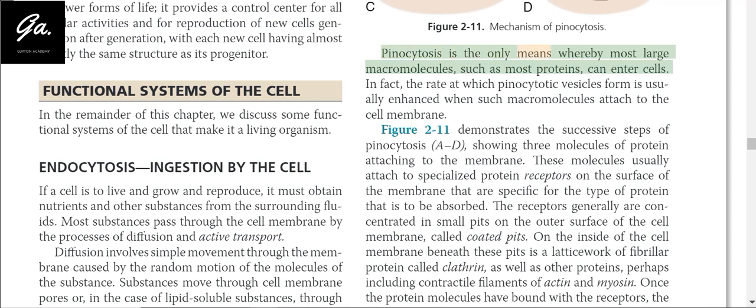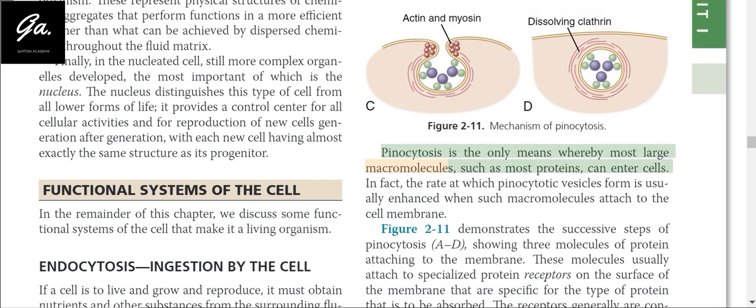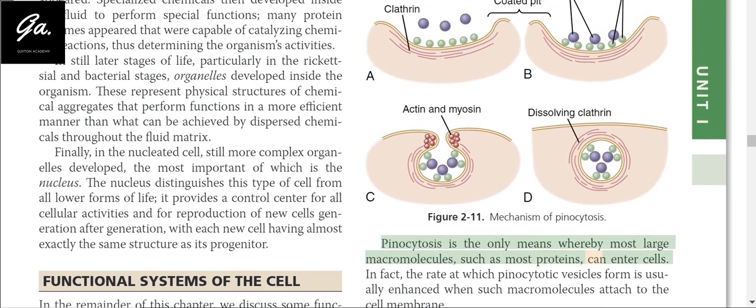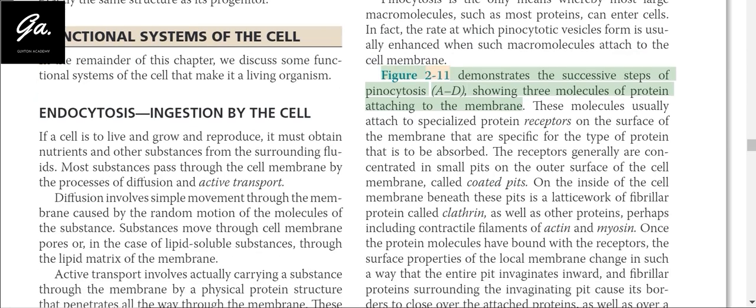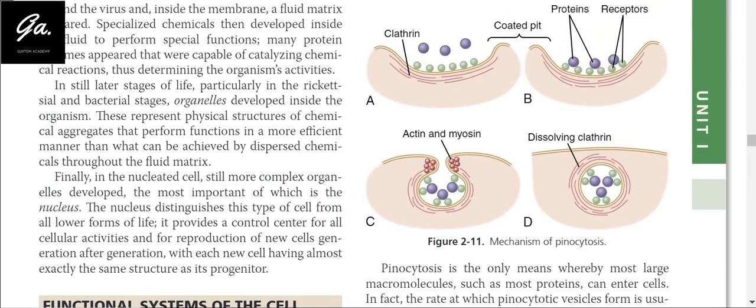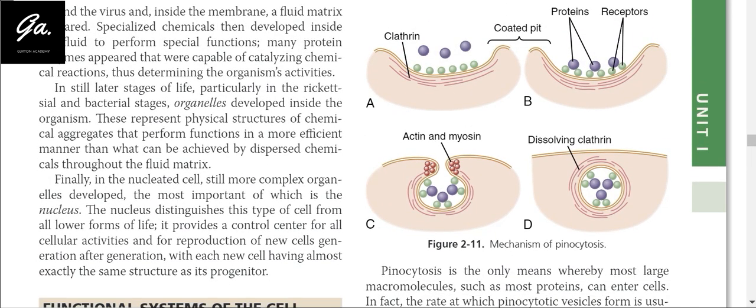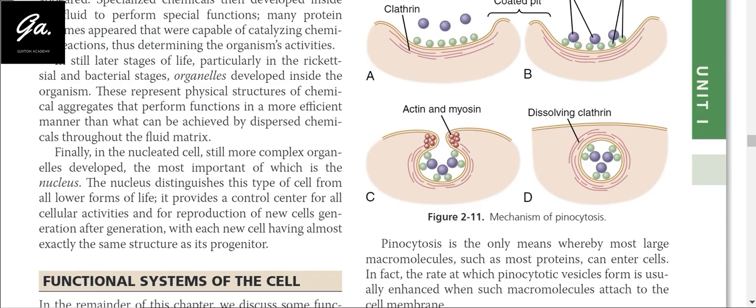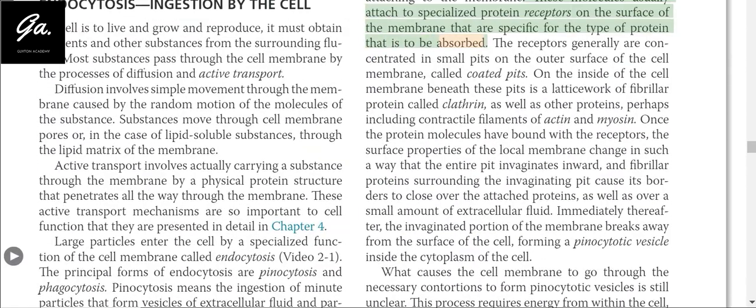Pinocytosis is the only means whereby most large macromolecules, such as most proteins, can enter cells. In fact, the rate at which pinocytotic vesicles form is usually enhanced when such macromolecules attach to the cell membrane. Figure 2-11 demonstrates the successive steps of pinocytosis, showing 3 molecules of protein attaching to the membrane. These molecules usually attach to specialized protein receptors on the surface of the membrane that are specific for the type of protein that is to be absorbed.